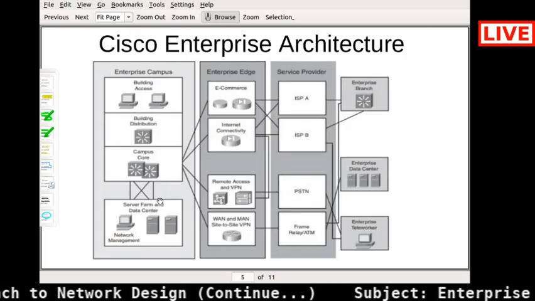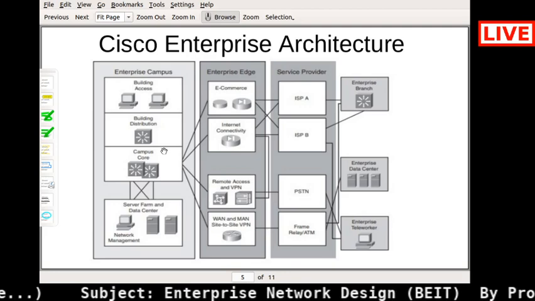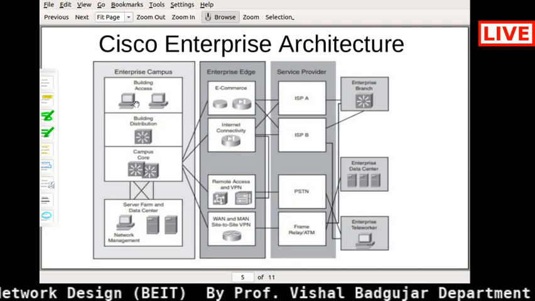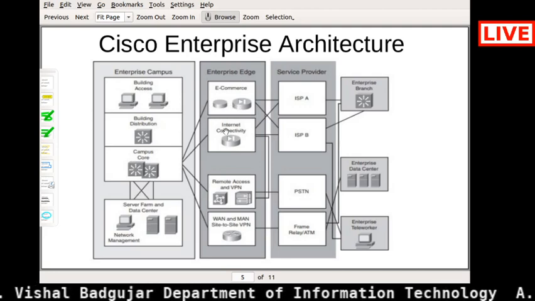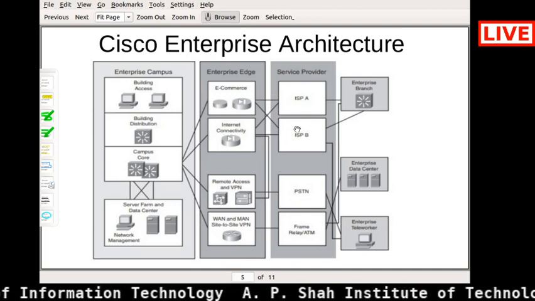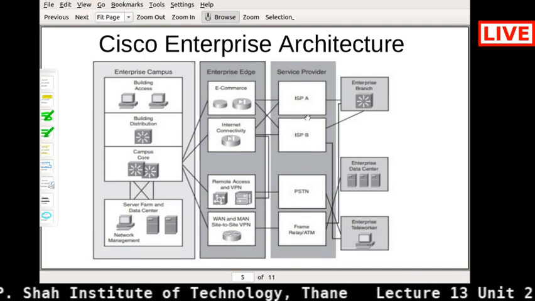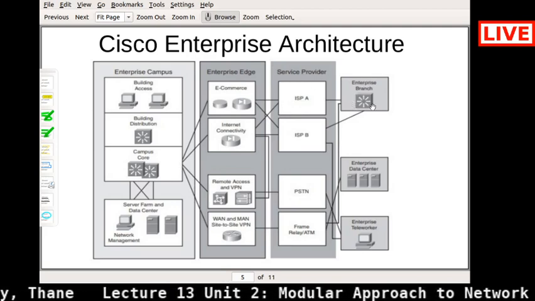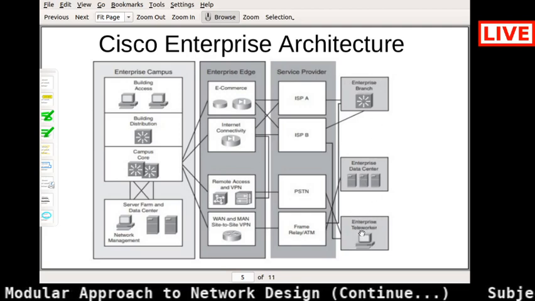All these modules are combined together to form an architecture, and each module undergoes into some sub modules. Enterprise campus has different sub modules, and enterprise edge has e-commerce, internet connectivity, remote access, WAN and MAN. Service provider has PSTN, frame relay, ATM, and different ISPs, right? These are the sub modules we have already discussed. Today we are going to discuss these three modules: enterprise branch, enterprise data center, and the teleworker, right?